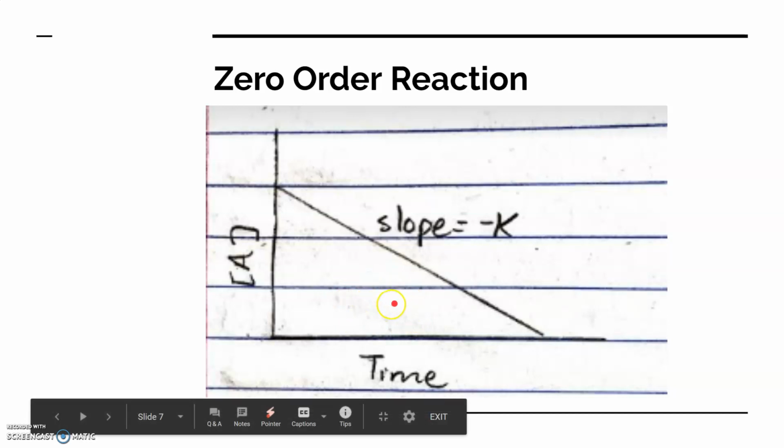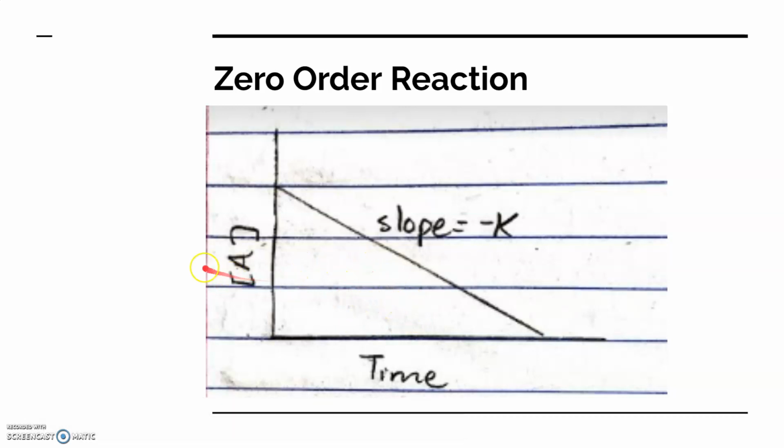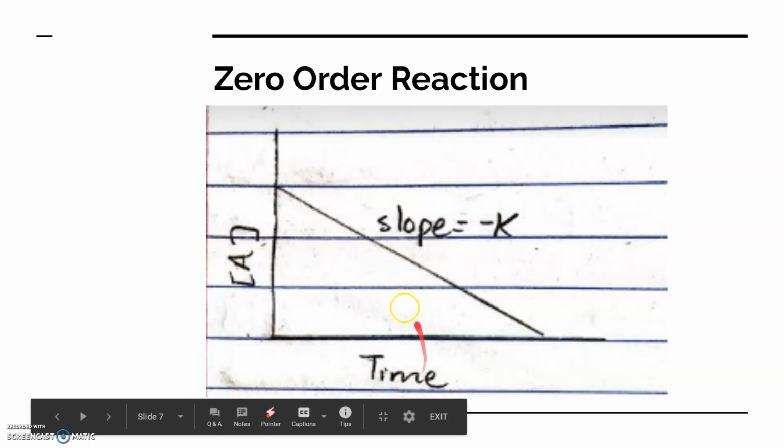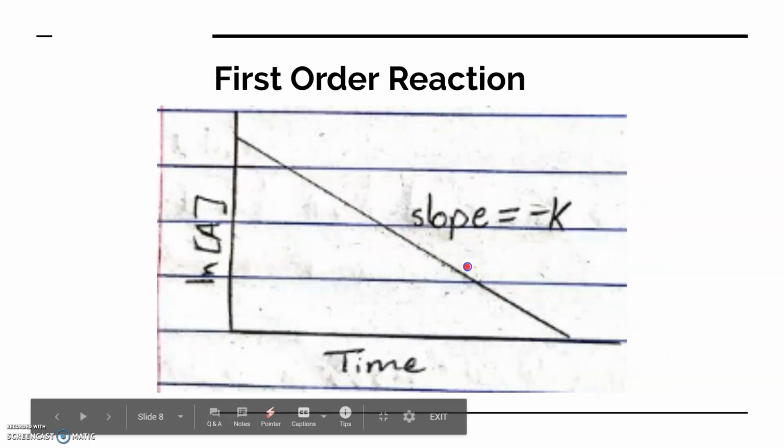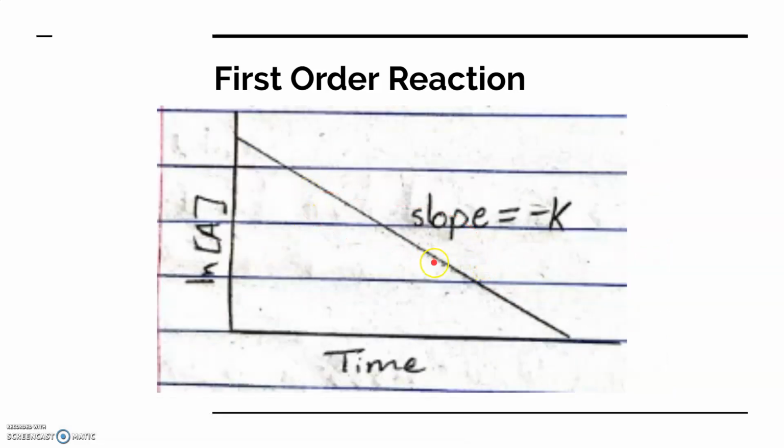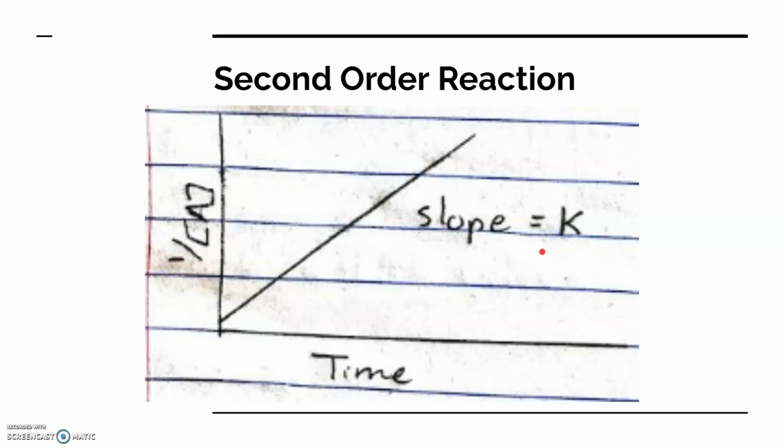So, when there is a linear relationship for the concentration of A versus time graph, it is zero order. When there is a linear relationship for the natural log of the concentration of A versus time, it is first order. Second order, when there's a linear relationship for 1 over the concentration of A versus time graph, it is second order.